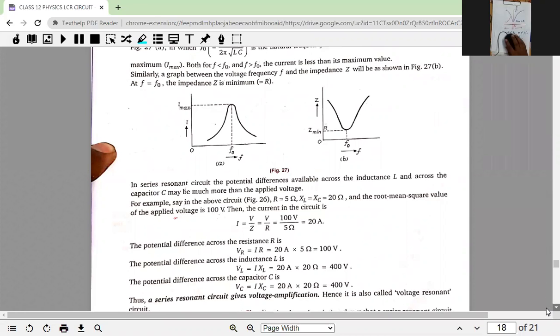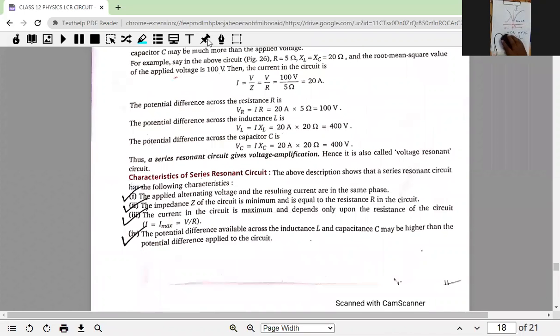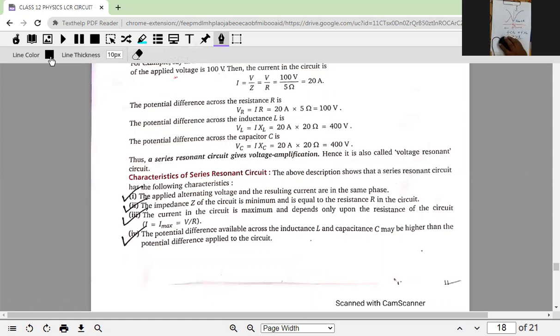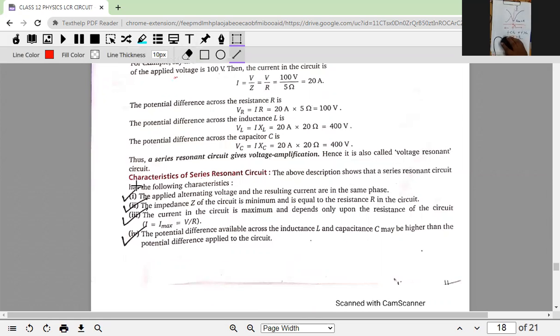There are some characteristics of the series resonant circuit. Resonant circuit means, as I have already told, that XL equals XC, when the frequency of applied AC EMF is equal to the natural frequency of the LCR circuit. In that case, there are some properties, characteristics of the series resonant circuit.